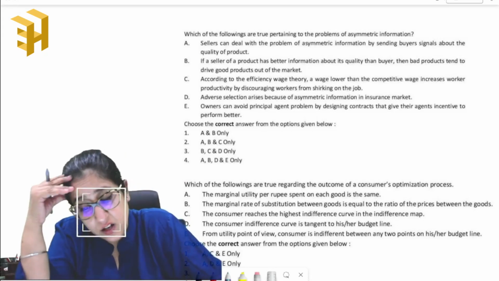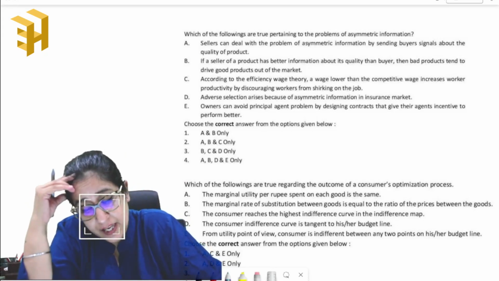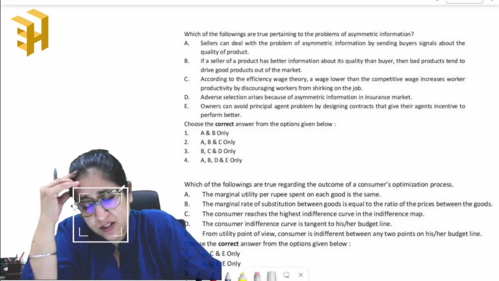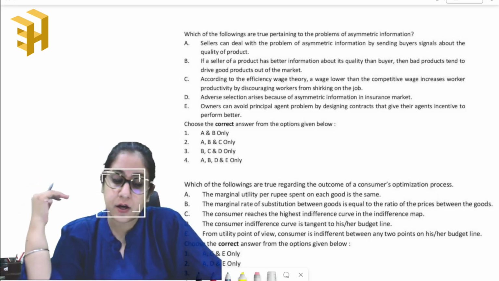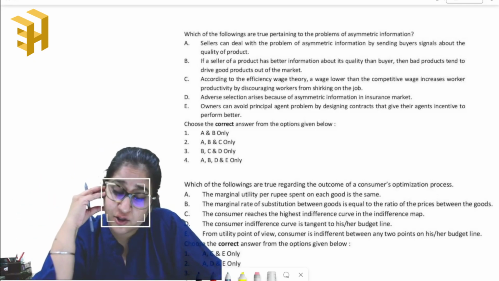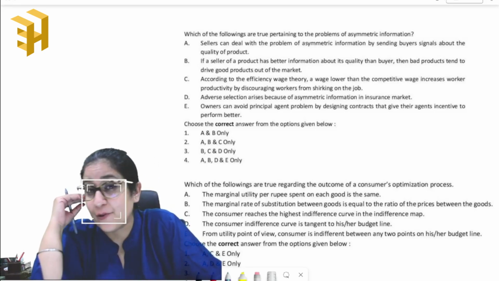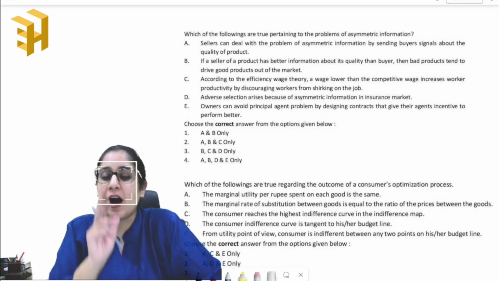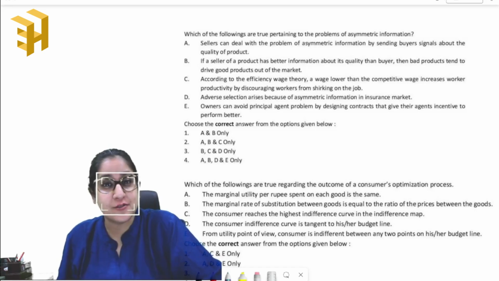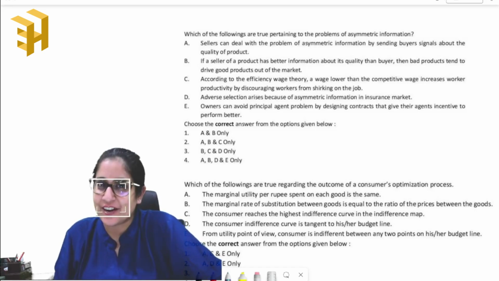Choose the correct answer from the options given below. A, B, A, B, C, B, C, D. Oh my god, this is too difficult and too lengthy to read actually. I'm just getting confused. Right? Wrong. In today's video, we'll be teaching you how to answer such lengthy, statement-based questions correctly.